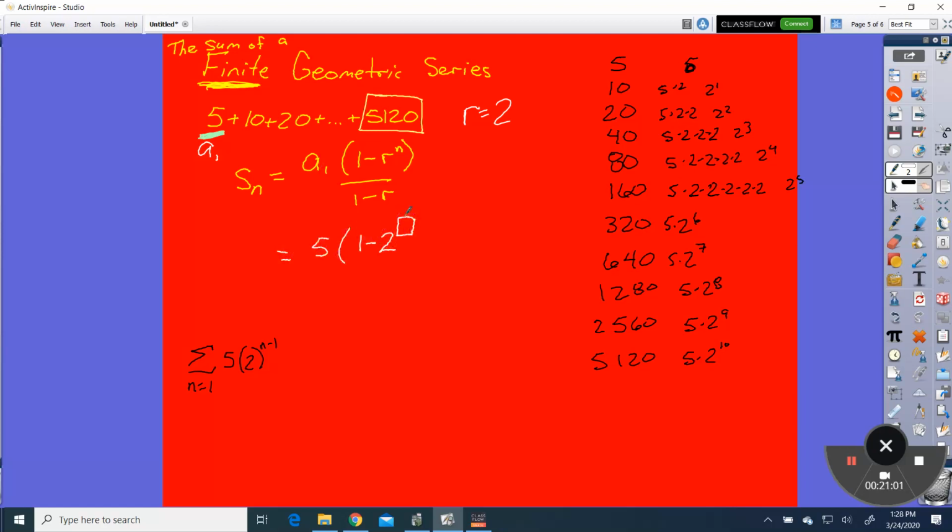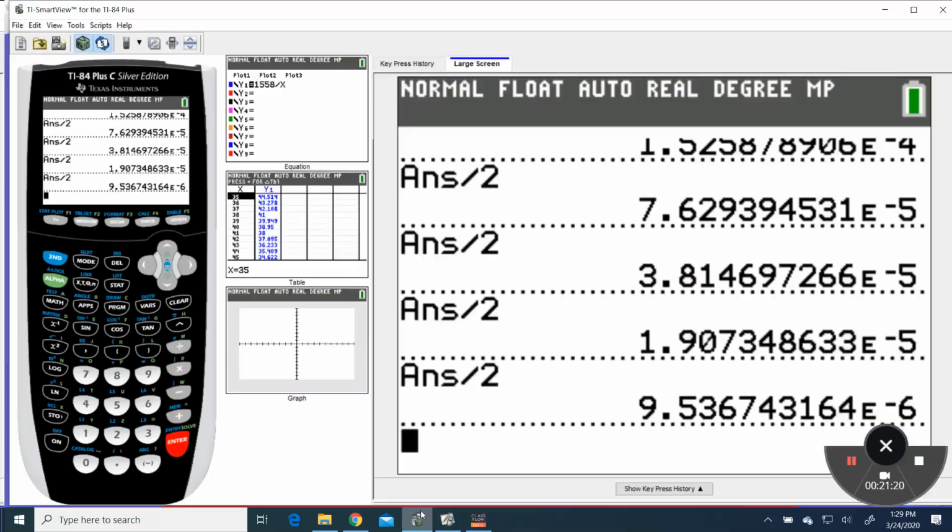We need to fill in that number, all over 1 minus r. Well, that's the number of terms. So there's 1 term, 2 terms, 3 terms, 4 terms, 5 terms, 6 terms, 7 terms, 8 terms, 9 terms, 10 terms, 11 terms. And now, whoops, r is 2. Now I can just type it in my calculator.